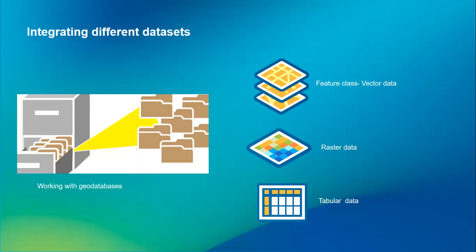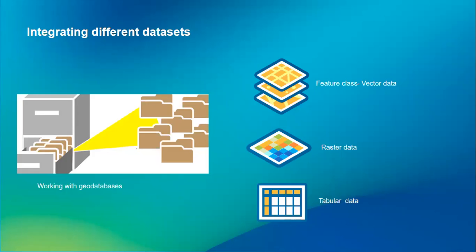We have the file geodatabase as well as the enterprise geodatabase. Those are the different types of geodatabases supported within ArcGIS Pro. For the file geodatabase, which we are mainly going to work with in our demonstration, the file geodatabase stores data in a folder, or rather in a file system. So that's what we'll mainly be using for this particular demonstration.